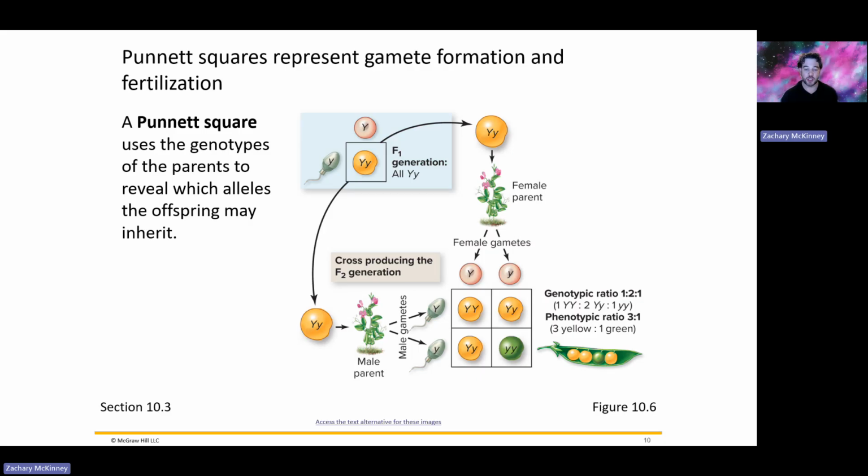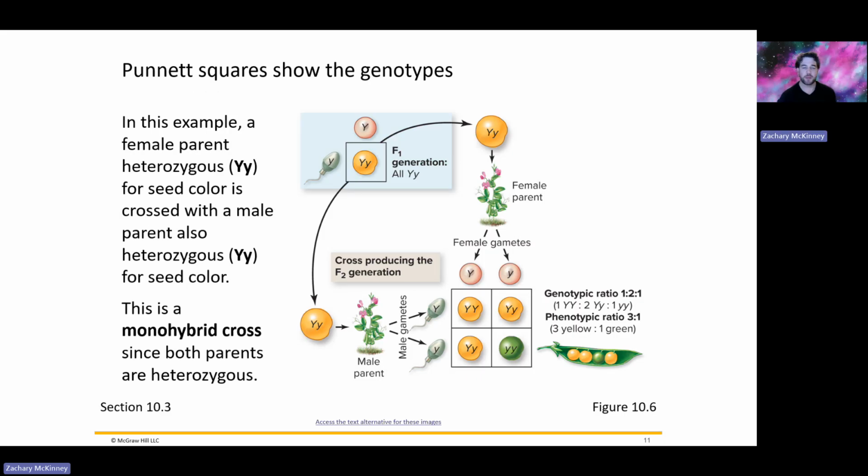And so we have a genotypic and phenotypic ratio. Your genotypic ratio is reflective of homozygous dominant, heterozygous, or homozygous recessive. So you have a 1 to 2 to 1. 1 is homozygous dominant, 2 are heterozygous, 1 is homozygous recessive. That's your genotypic. Your phenotypic is 3 to 1 because you have 3 yellow seeds and 1 green seed. So that's the difference between phenotypic and genotypic. You can present that as percentages as well, 75 and 25.